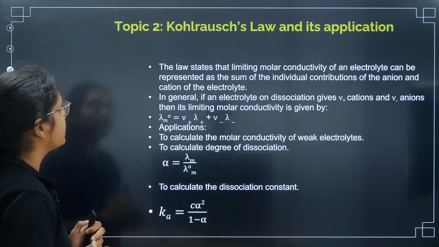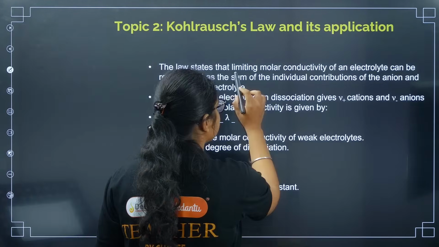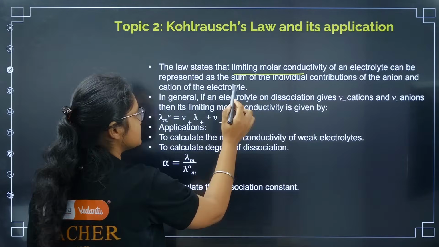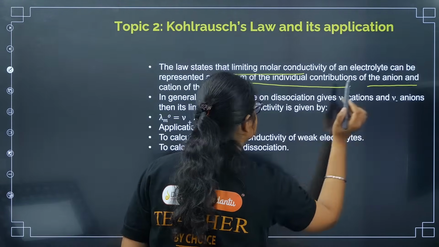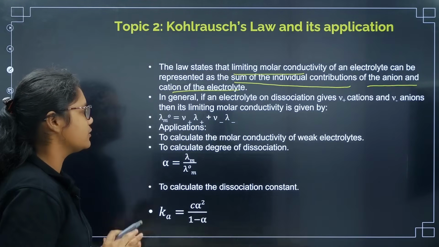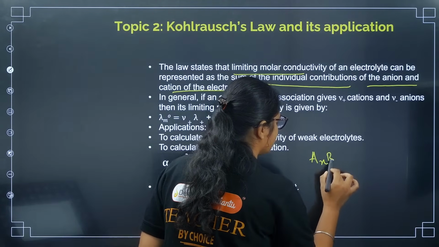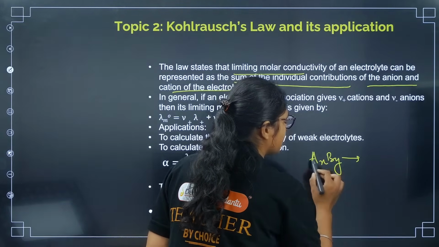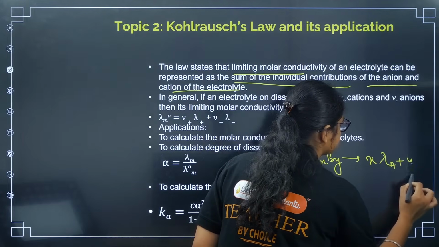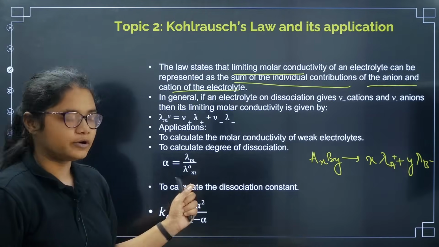Now this is very important, Kohlrausch's law and its application. What does Kohlrausch's law state? That the limiting molar conductivity of an electrolyte can be represented as the sum of the individual contributions of the anion and the cation. No need to remember the definition, simply remember: suppose we have an electrolyte AxBy, then the molar conductivity will be equal to x times the molar conductivity of A plus y times the molar conductivity of B. So that is your Kohlrausch's law.